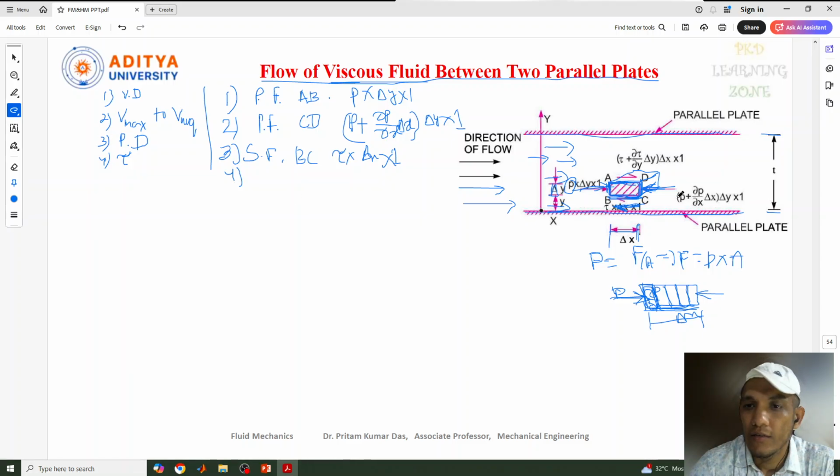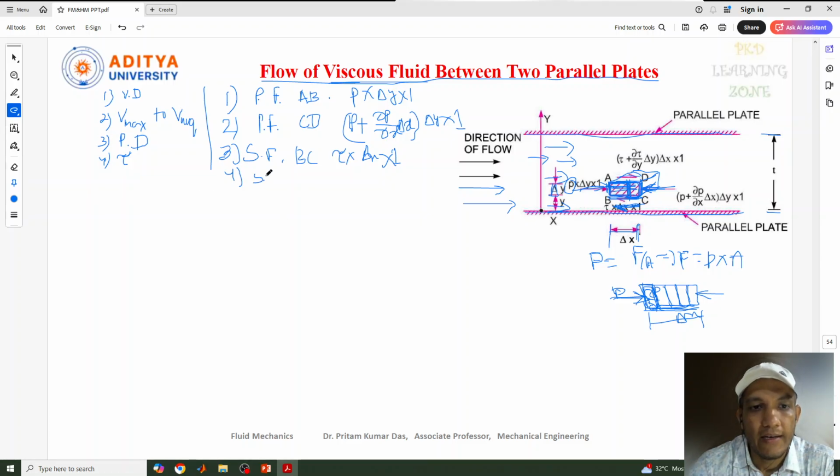And similarly the shear force on the AD. On the AD, this is the shear force, at this particular point. This shear stress is again covering the total height. Similarly, each shear stress is going to cover from here to here, so again it is going to be increased similarly.